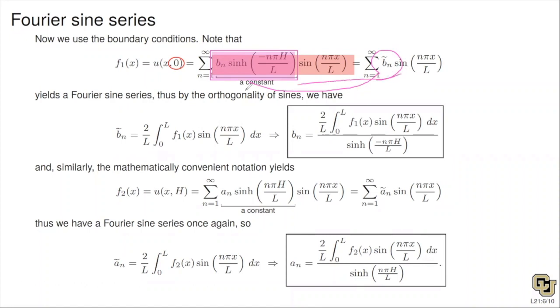We know from the orthogonality of the sine basis that we can find a formula for b sub n tilde. Remember, b sub n tilde is actually b sub n times sinh of negative n pi h over L. So you divide by the sinh of negative n pi h over L to solve for b sub n.